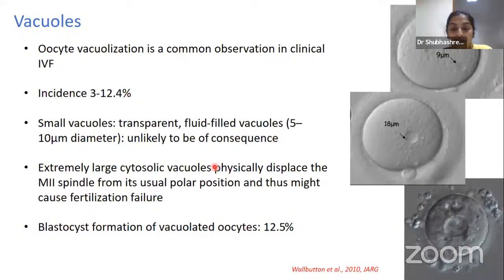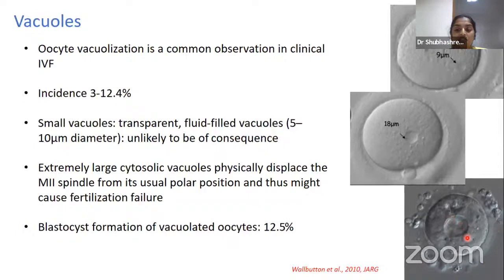One more important feature that we see is vacuoles. Oocyte vacuolization is a common observation in clinical IVF, and its incidence may range from 3 to 12.4%. Usually you might see small vacuoles which are transparent or fluid filled. Small vacuoles are not considered to have any consequence on embryo development or pregnancy outcome.